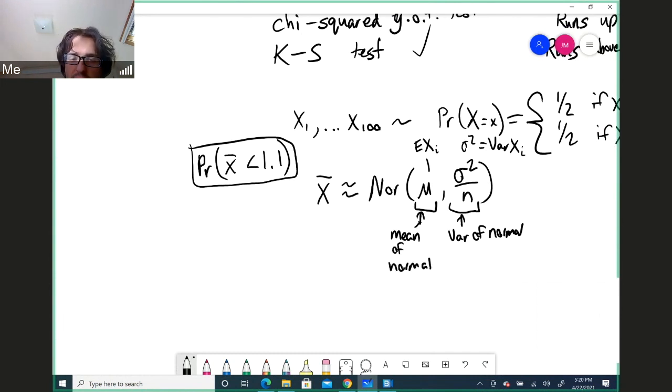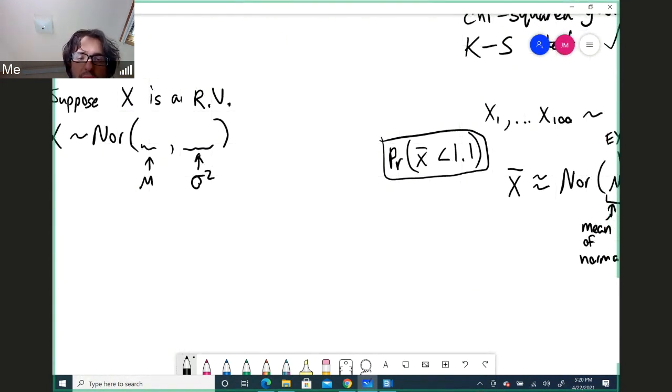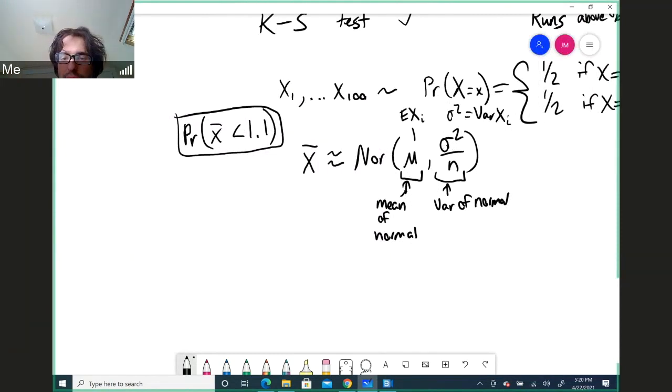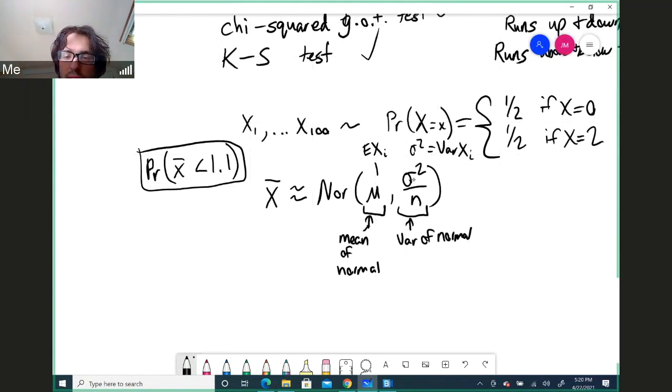Basically the same as over here. Everything that's here is the variance of the normal, and everything that's here is the mean of the normal. So the question is, what does the sigma squared represent? This sigma squared that we write here is not the sigma squared of the normal, but the sigma squared of one of these xi's.